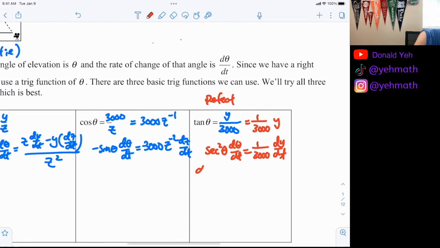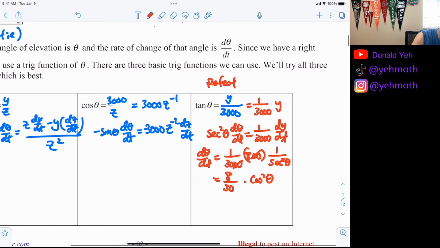Now I'm going to plug in. So I'm going to say d theta dt, and I'm going to move the secant squared to the other side too. So it's equal to 1 over 3000 times 800, because that's dy dt. And also here I'm going to plug in, that's going to be 1 over secant squared theta. And that's equal to 8 over 30 because the 100s kind of cancel out. And this one's going to be cosine squared theta. I moved it to the top.